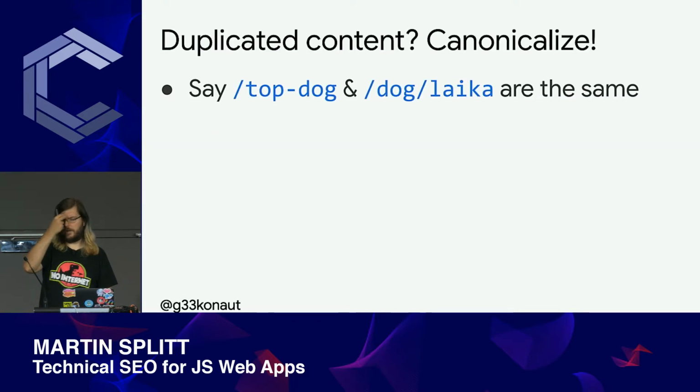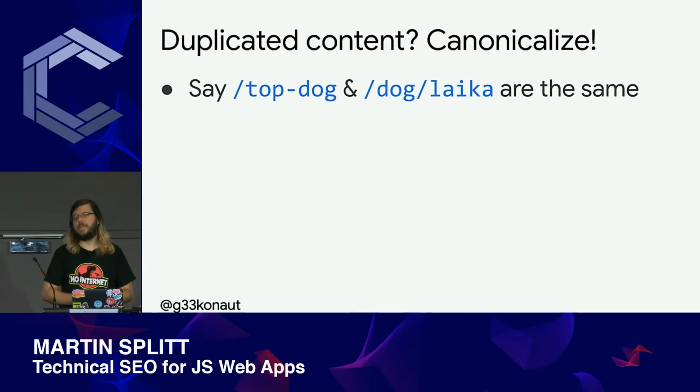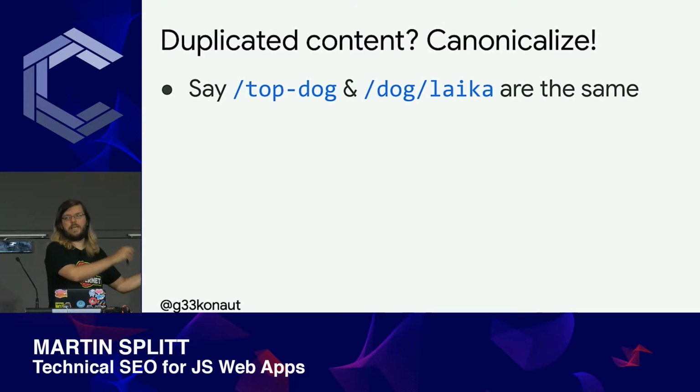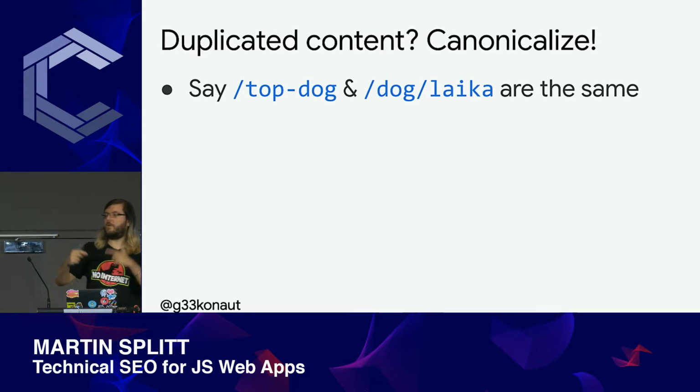OK, so now let's talk about a few scenarios. Let's say I have a platform where you can rate dogs. There's a dog that is top dog, that is best rated right now, and then each of these dogs has their own profile. Now I have URLs like this. The first one is clearly one that might change quite quickly depending on how the ratings go. The other one is always going to be the same dog. It's always going to be Leica.